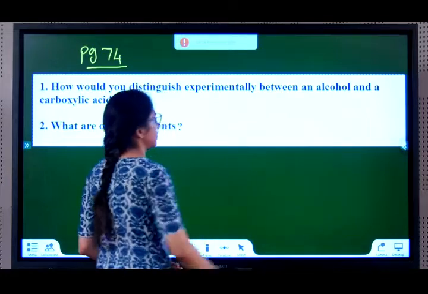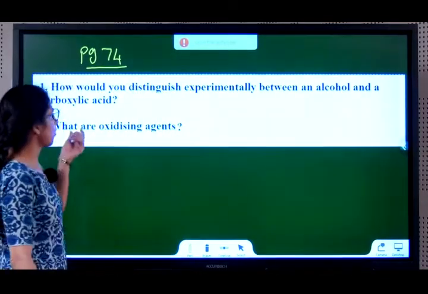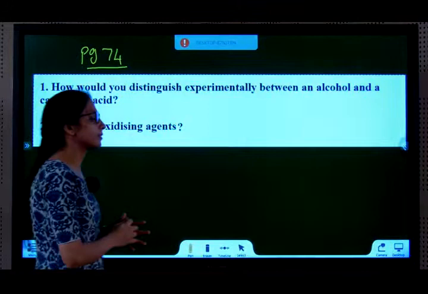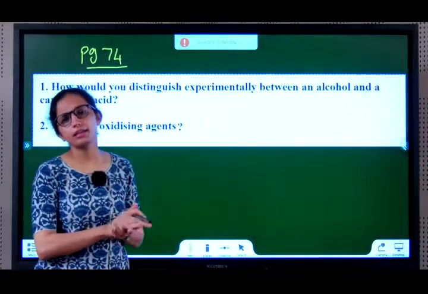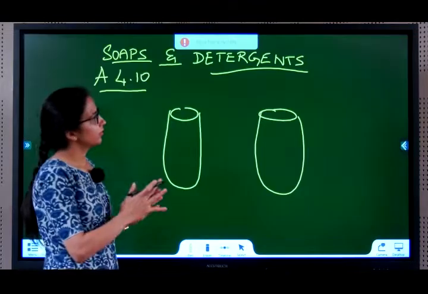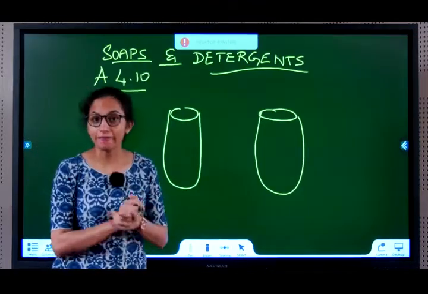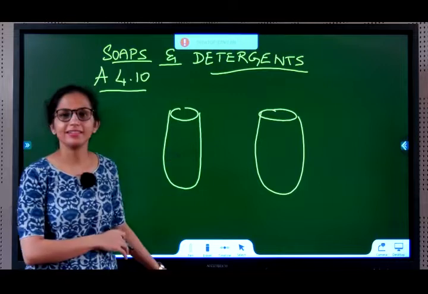After you write that, just write on the reactions. What are oxidizing agents? We already studied that substances that help in addition of oxygen in a reaction are called oxidizing agents. So now we move to the next and final topic, soaps and detergents.